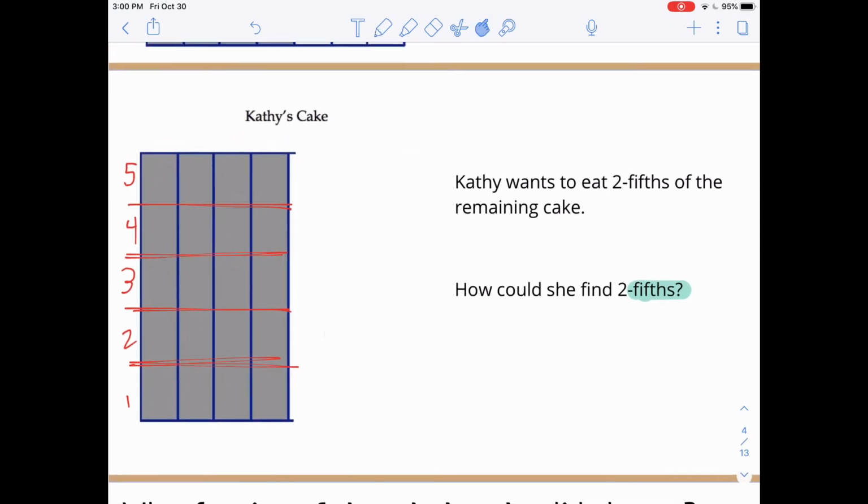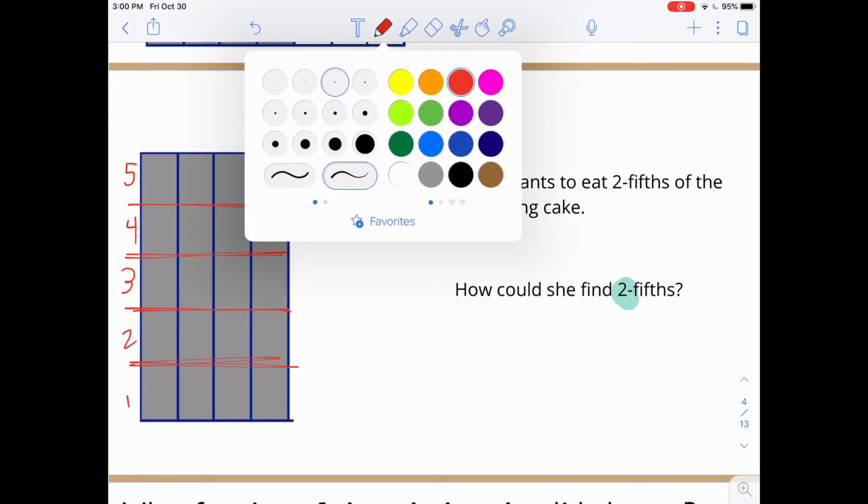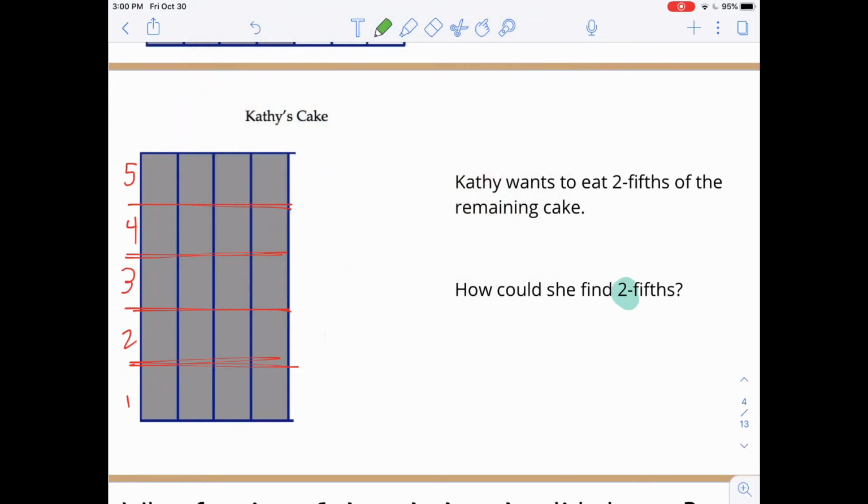Kathy wants to eat 2/5. So I'm going to highlight that 2 now. And this is where I see kids make a silly mistake. They say 2/5 is this. 1, 2. Now that's certainly 2 X's.